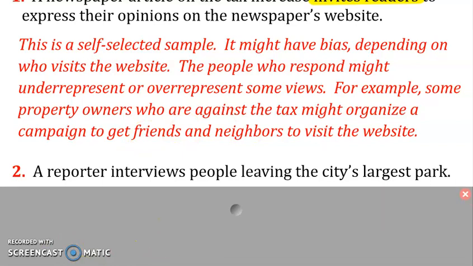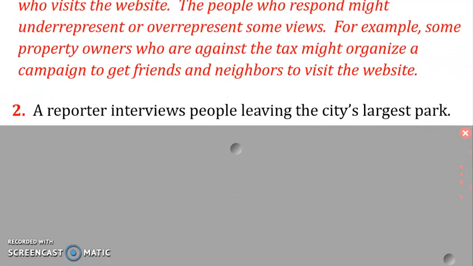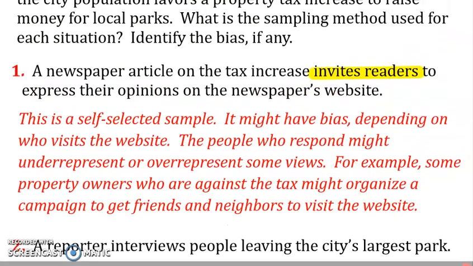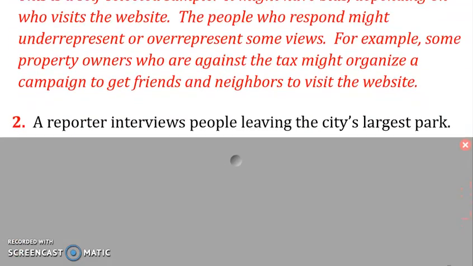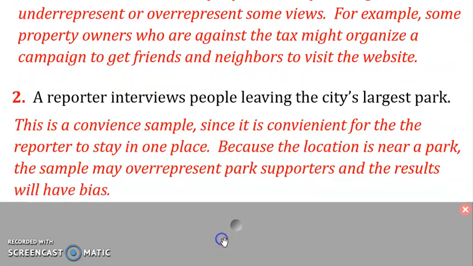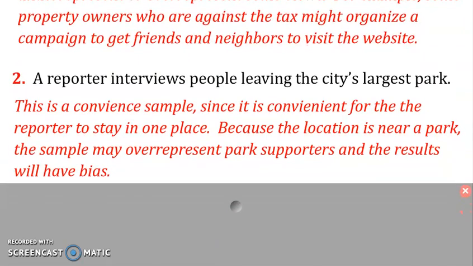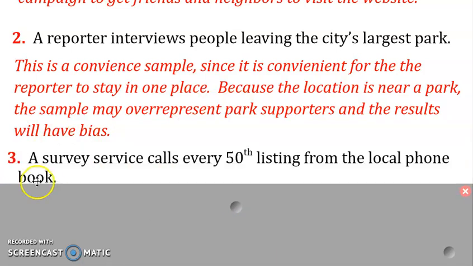Good. Next, a reporter interviews people leaving the largest park. Well, if they're at a park, right, and we're raising money for local parks, I'm kind of leaning towards the fact that they're probably pretty big fans of parks. Not only that, this would be a convenience style, right? They're only choosing the people close to them. So it's kind of a lazy person sampling method. And like I said before, since it's near a park, they're probably going to overrepresent the people who are in favor of the tax increase.